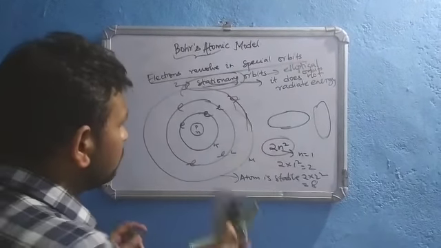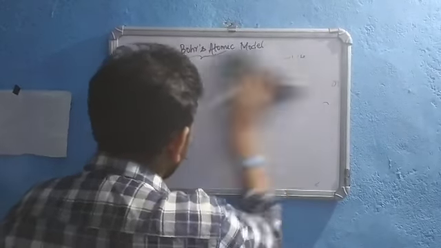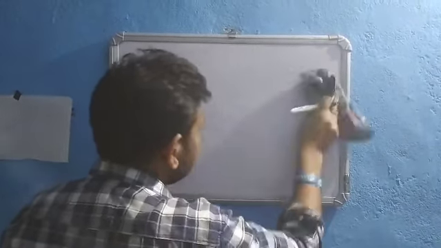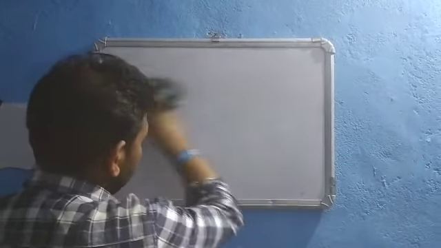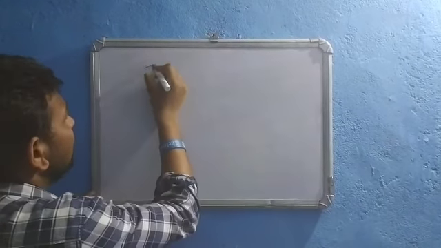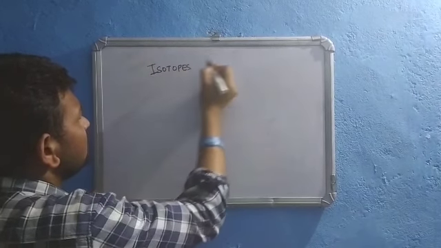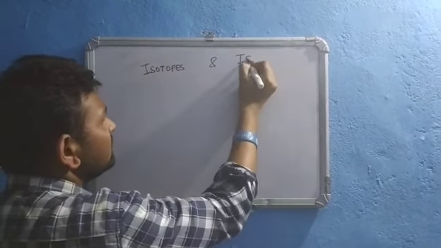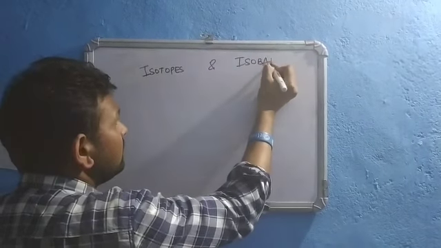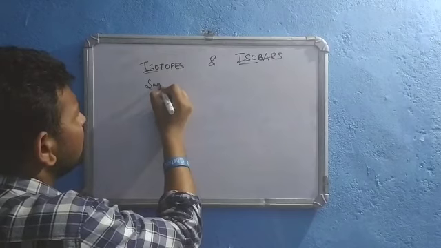Now a very important topic is left in this chapter that I will discuss, and then we'll wrap up the chapter. The important topic is isotopes and isobars. Now these are very important. Iso means same.